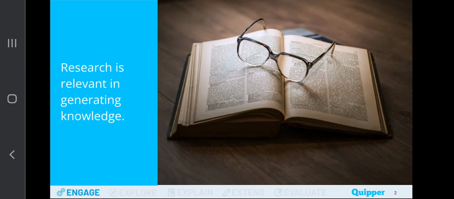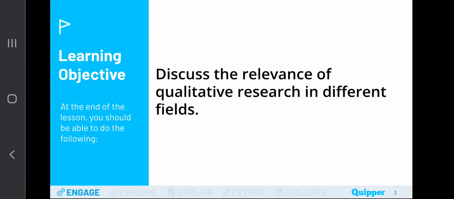Research is relevant in generating knowledge. That is one of the basic concepts that we are going to understand as we undergo this discussion. Now, for this lesson class, the main objective is to discuss the relevance of qualitative research in different fields.